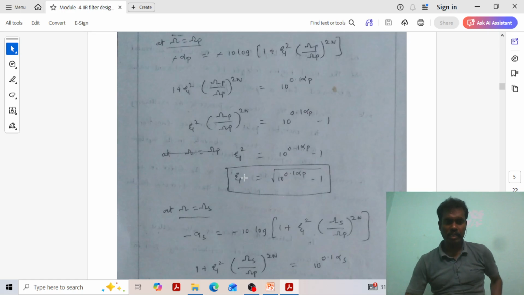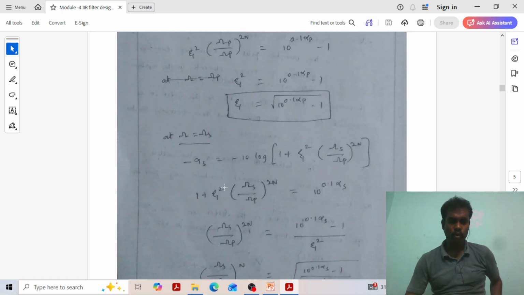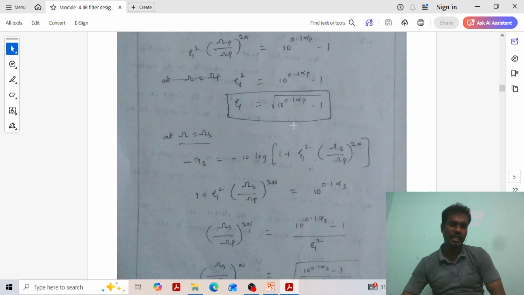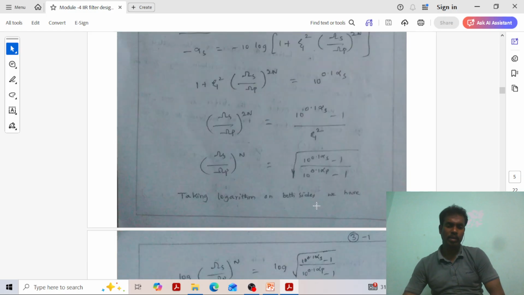Similarly, we'll calculate at omega equal to omega s. When we substitute omega equal to omega s by omega p, the term is separated because the term has n in the power. So that is separated, and we'll extract the n by applying a logarithm on both sides.